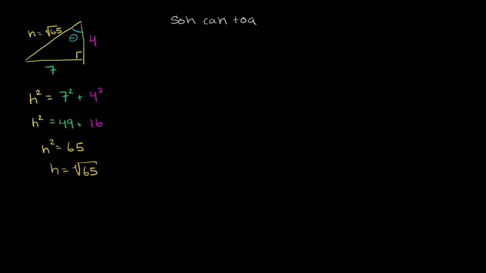So we can apply SOH-CAH-TOA. Let's say we wanted to find the cosine of our angle. You say SOH-CAH-TOA. The CAH part tells us what to do with cosine. It tells us that cosine is adjacent over hypotenuse.